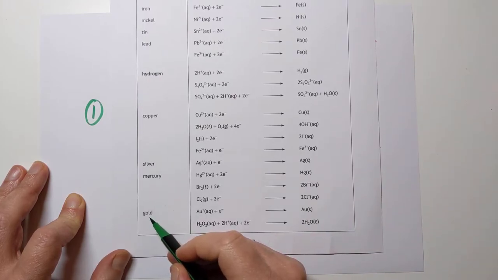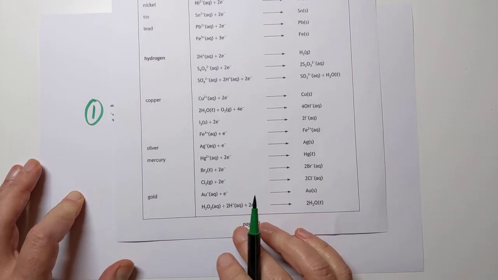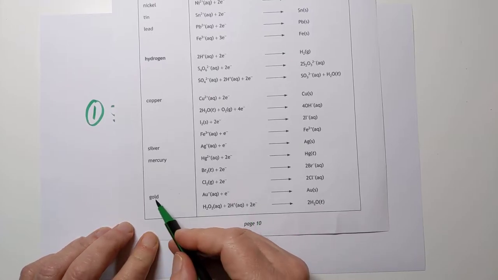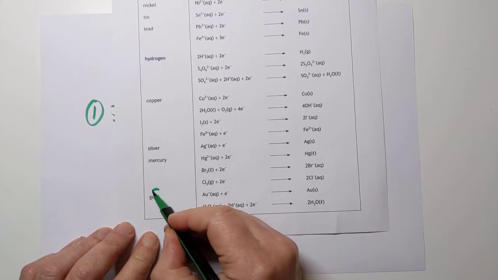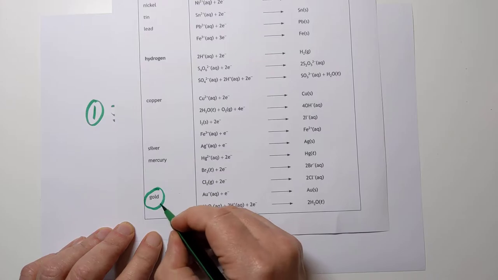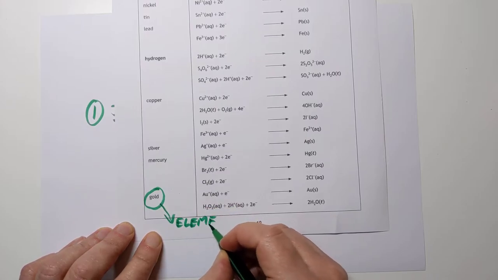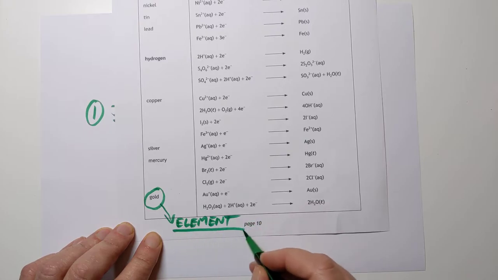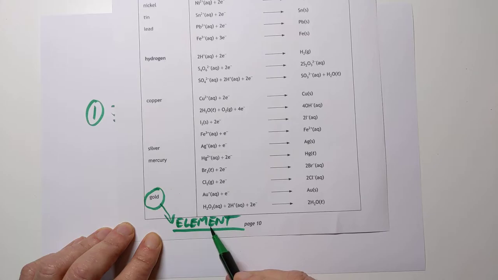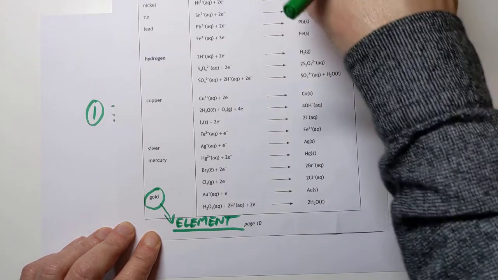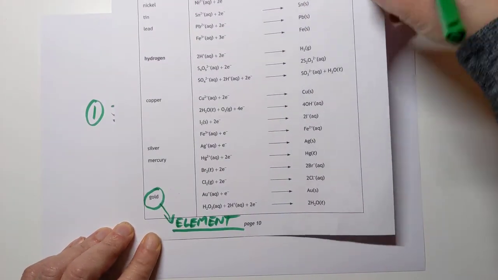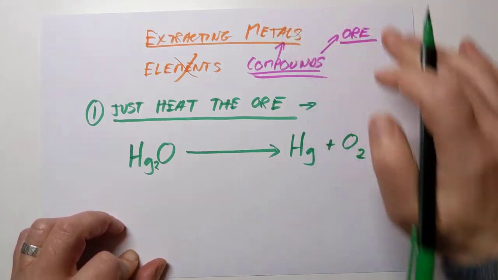By the way, the SQA, as they frequently do, are actually talking complete rubbish, because you don't find gold oxide. This is one of the very, very few metals that you do actually find as an element. That's why you can find chunks of gold if you go panning for it in Alaska and certain areas of Scotland as well. So this is actually found as the element. But that's beside the point. Let's pretend the SQA are right.